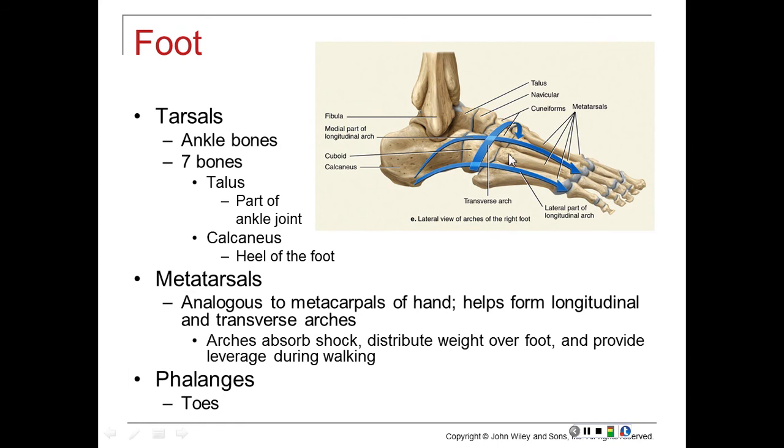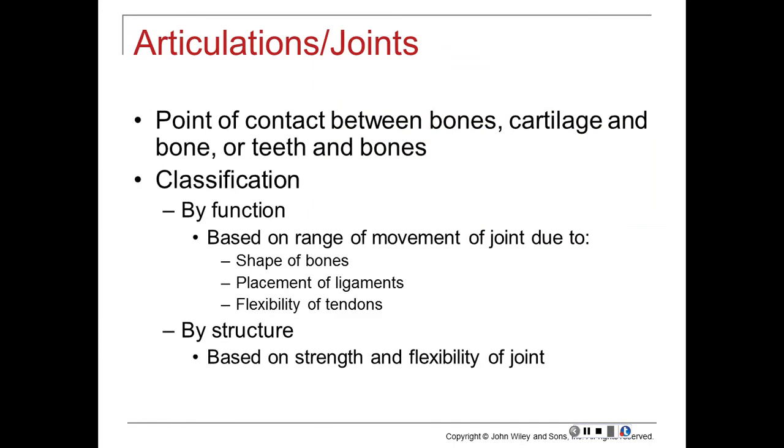You have metatarsals as well. Those metatarsals are analogous to the metacarpals of the hand, so you have one for every toe, and then your toes are set up in the same order with the phalanges. You have 3 phalanges for every toe except for your big toe.